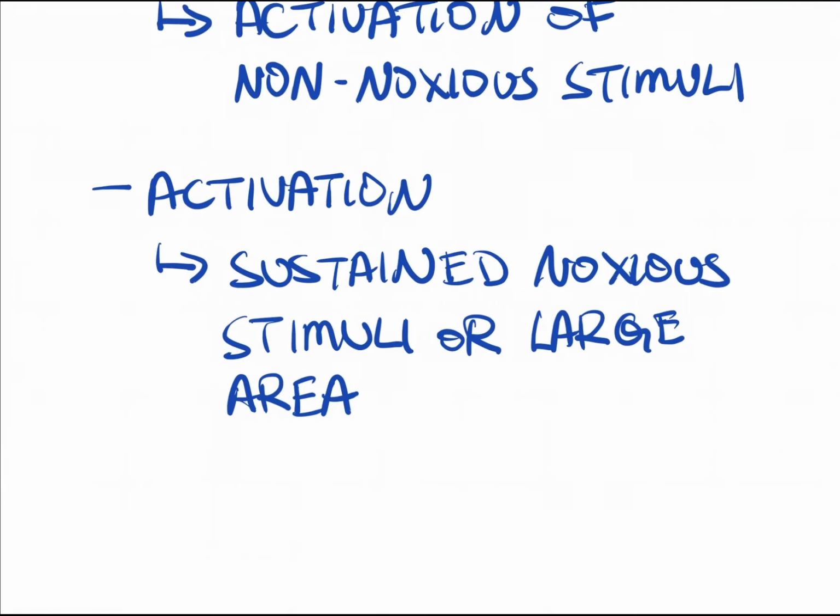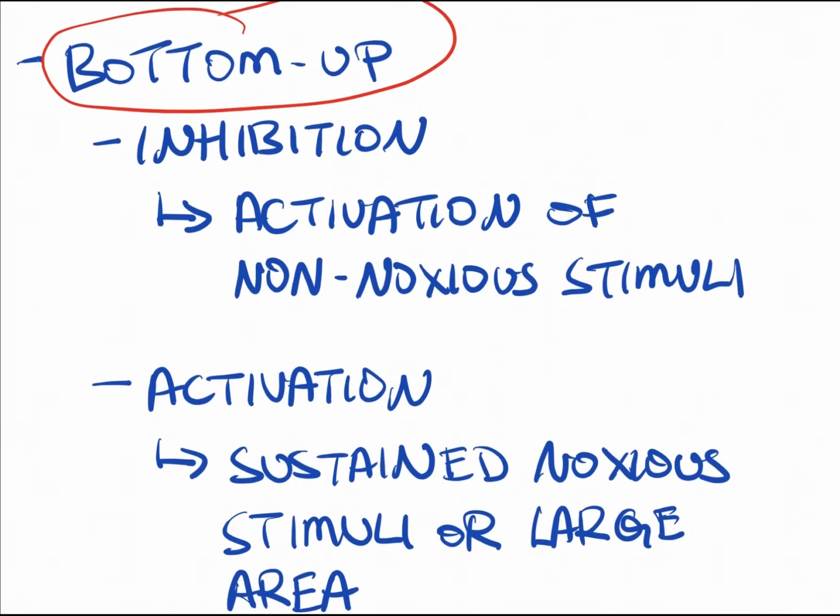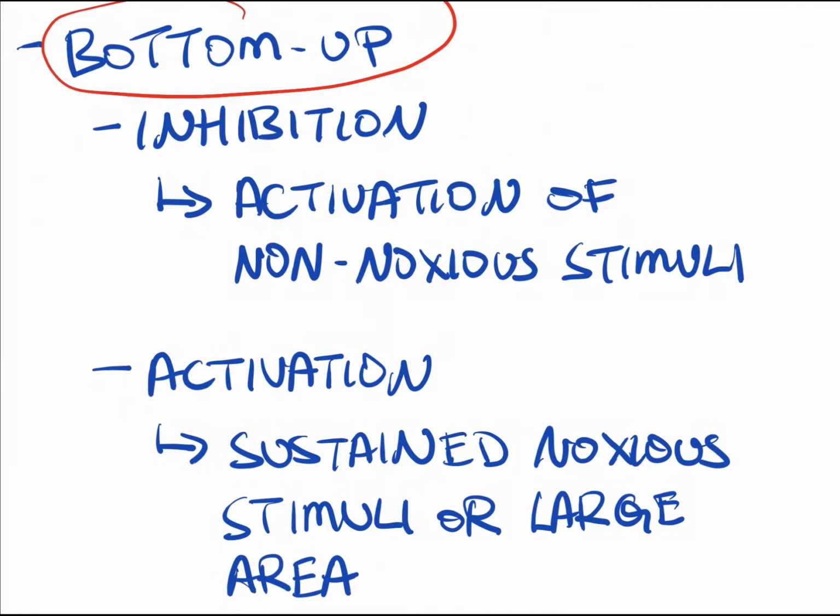Now, another example would be if a large area of nociceptors are activated at the same time, for example, in a large burn. If you happen to have a really large burn, you're getting a lot of nociceptors that are activated and you will feel a lot of pain. So this is basically bottom up from the tissue itself.